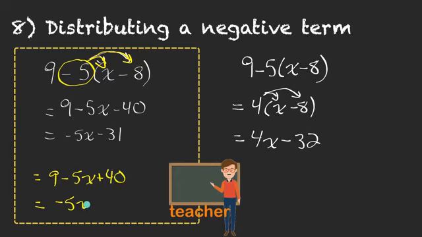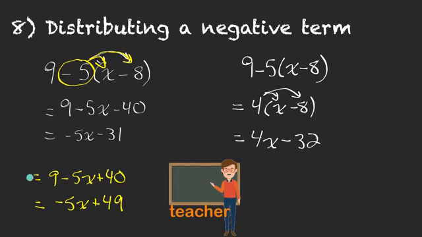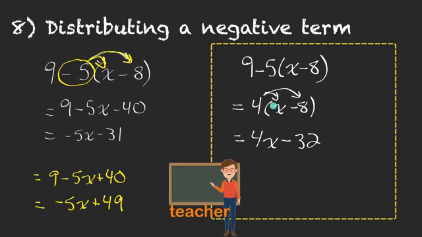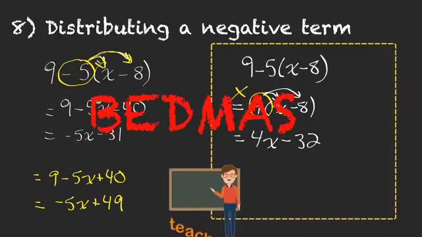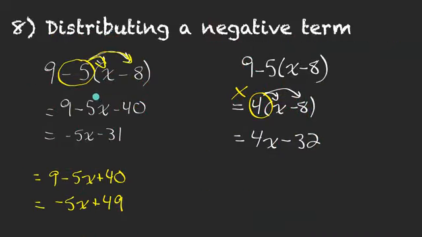So when you collect your like terms, like I said, you'd have -5x plus 49. All right, what happened over here? Okay, this student didn't follow the correct order of operations. We can't do a subtraction first. This negative 5 is being multiplied by something, so we'd have to do the multiplication before the subtraction. So right away I know the answer is going to be wrong because they didn't follow the correct order of operations. Always remember BEDMAS.